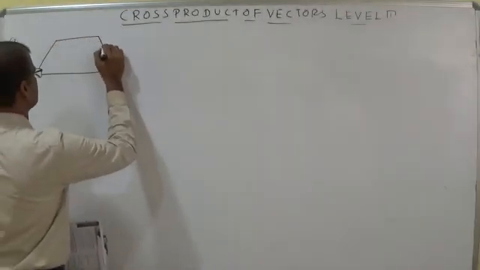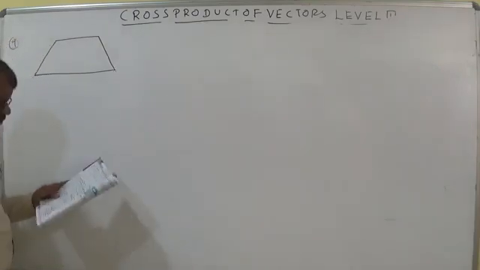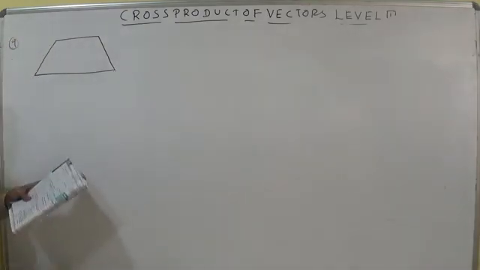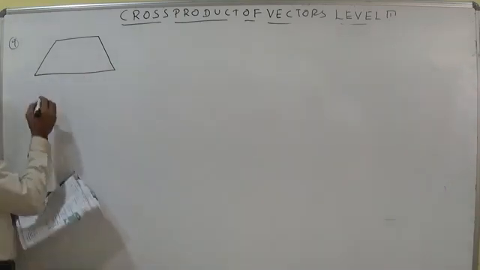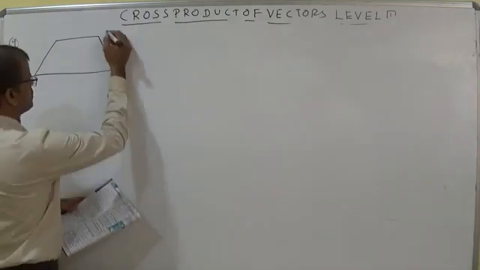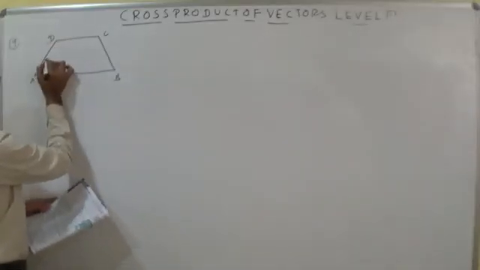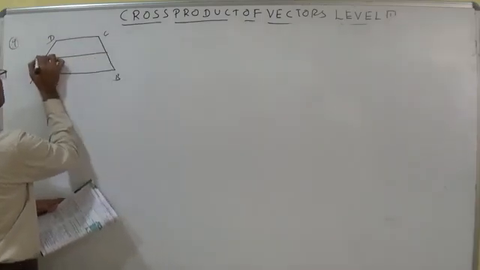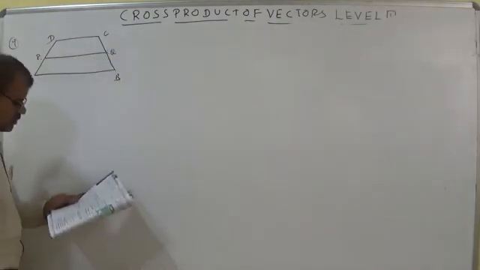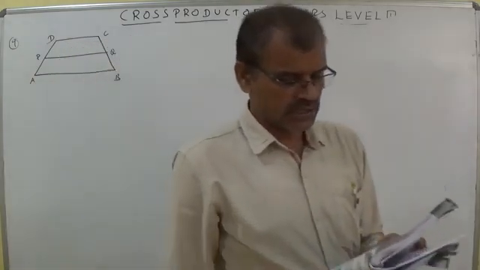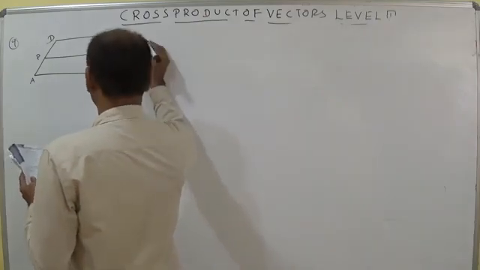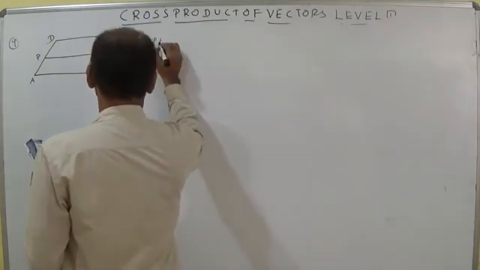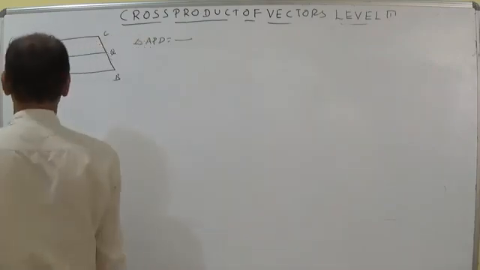Let us draw the diagram of the trapezium. This is the trapezium. P, Q are midpoints of non-parallel sides. Let this be A, this is B, this is C, this is D. These are the non-parallel sides. Put the midpoint P here, this is midpoint Q. Then triangle APD is equal to dash, according to the options.